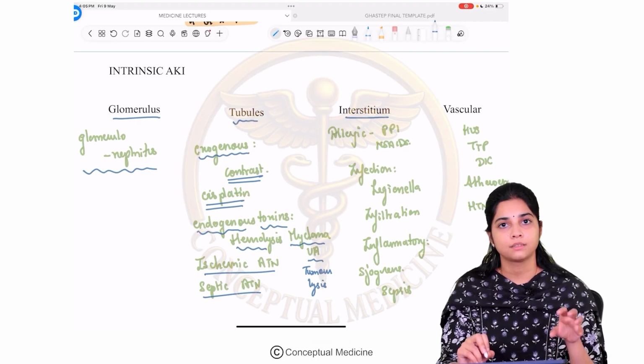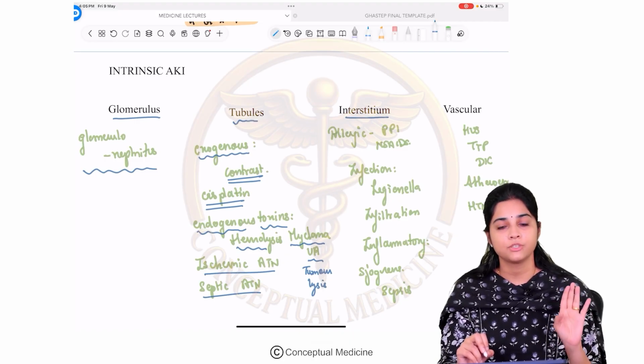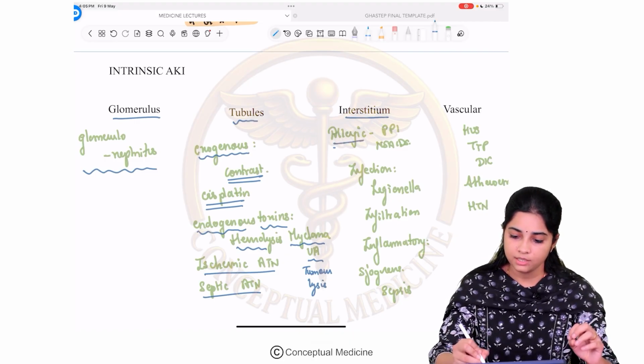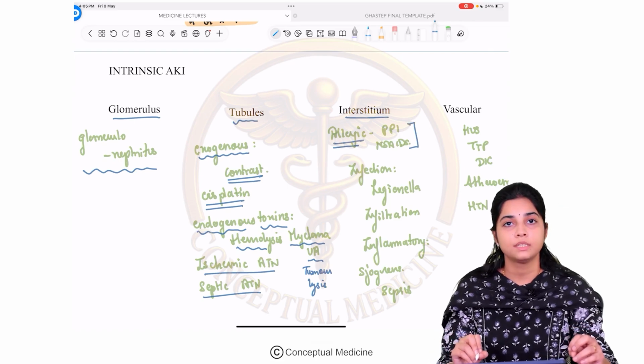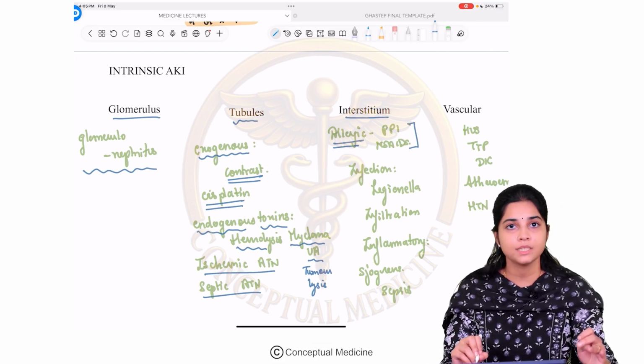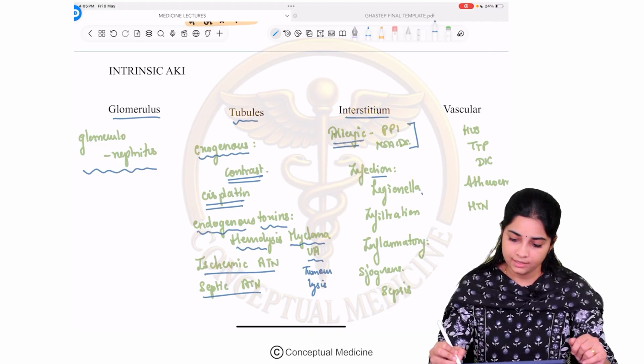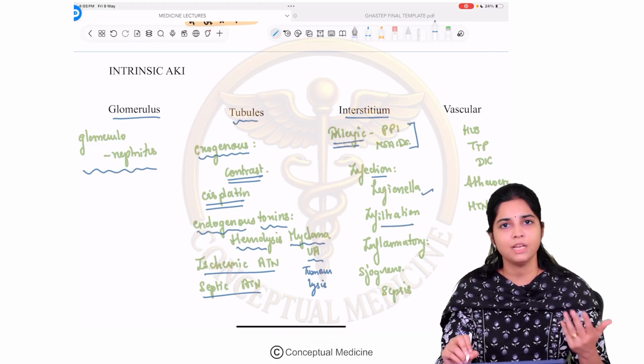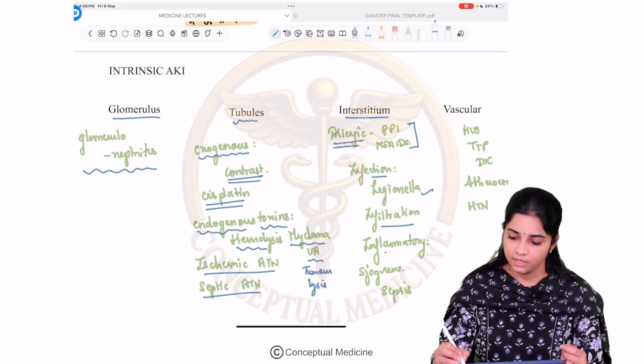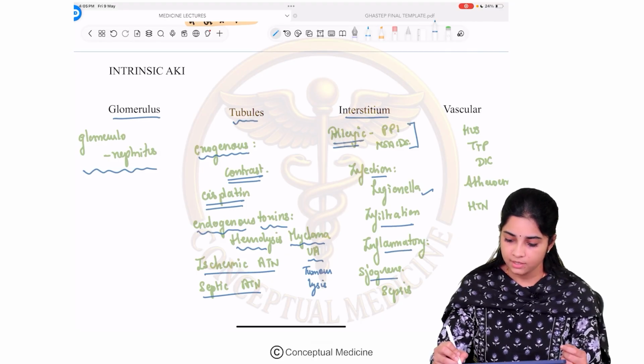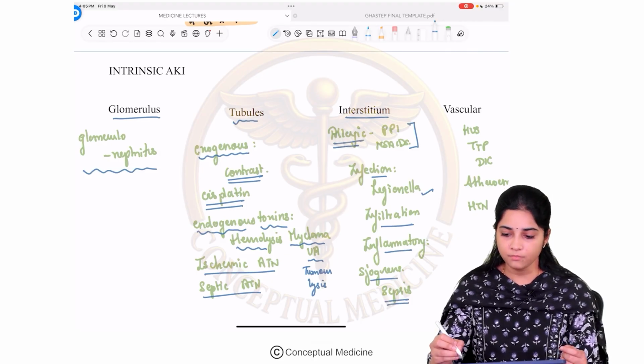So what are the things which can cause damage to the interstitium? Allergic interstitial nephritis secondary to drugs such as proton pump inhibitors and NSAIDs. Infections like Legionella. Infiltrations like myeloma itself is an infiltrative process. Inflammatory conditions like Sjogren's and even sepsis.